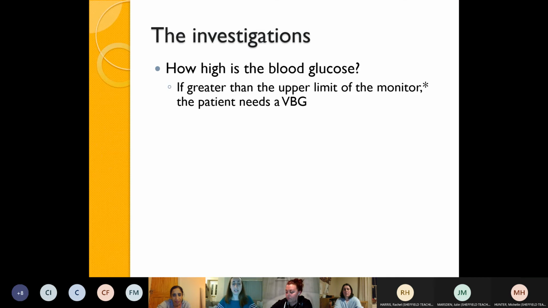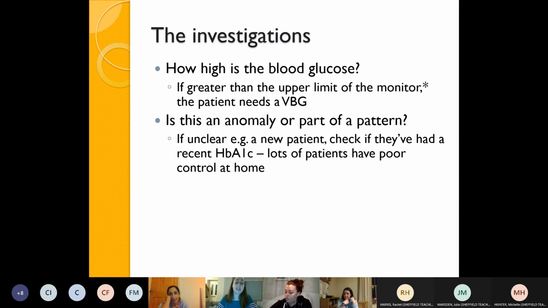So what investigations do we need to do? If we know what the blood glucose is, they probably won't need a VBG, but if it's greater than or equal to 27.8, we need a VBG to see how high it actually is. We can look at their blood glucose chart. If they're new into the hospital, an HbA1c is really useful. You diagnose diabetes when HbA1c is greater than 48. Really good control would be 48. Obviously, as it gets higher, we can imagine that their blood glucose is always high.